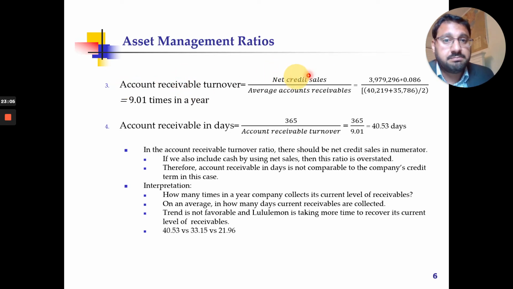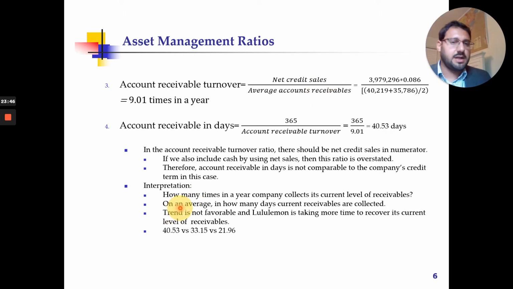If you are simply using net sales because you are not able to locate the credit sales, then you will not be able to compare the company's credit terms with the account receivable days. So you need to be vigilant about it when you are calculating these ratios. Again, first try to find out net credit sales. Look in the 10K. If it's not there, try to Google it, try to search for it. If you are not able to find it, it's fine, then you simply use the net sales. But the best and the right approach is to use the net credit sales.